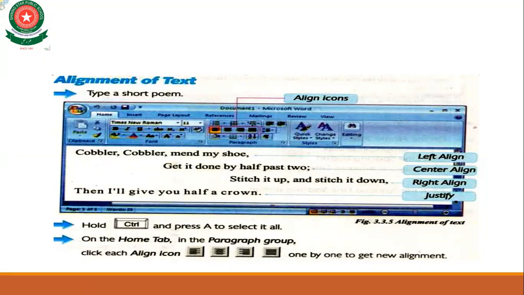First of all, you have to type something, then press Control plus A to select all the data. Then on the Home tab in the Paragraph group, click each align icon one by one to get new alignment. So class, that is today's last topic. If you have any kind of question, you can ask.